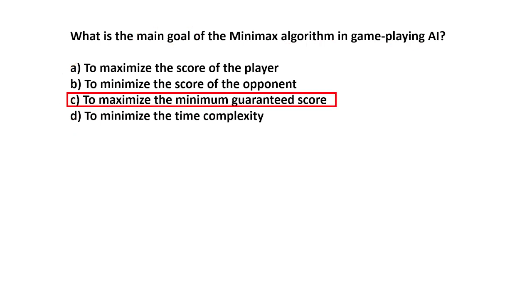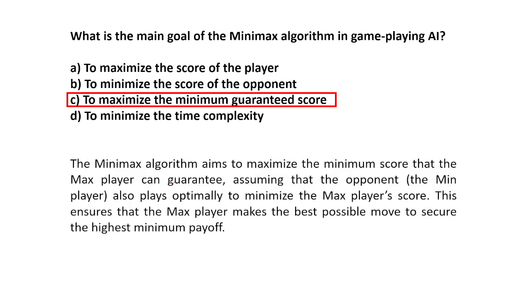So the main goal of this algorithm is to maximize the minimum guaranteed score. As you can see here, the min-max algorithm aims to maximize the minimum score that the max player can guarantee, assuming that the opponent, that is the min player, also plays optimally to minimize the max player's score. This ensures that the max player makes the best possible move to secure the highest minimum payoff. That is the meaning of maximize the minimum guaranteed score.